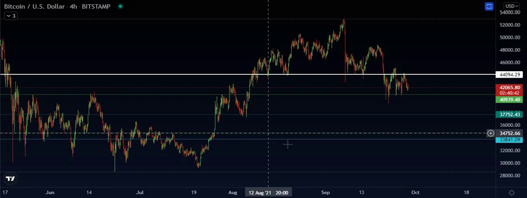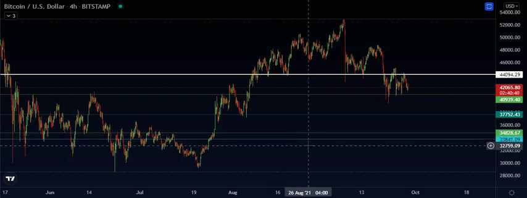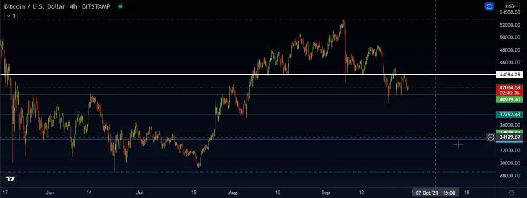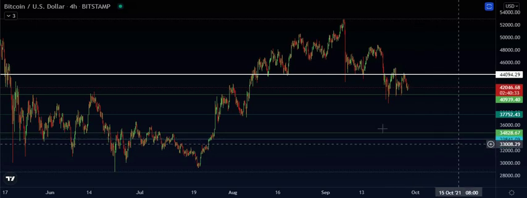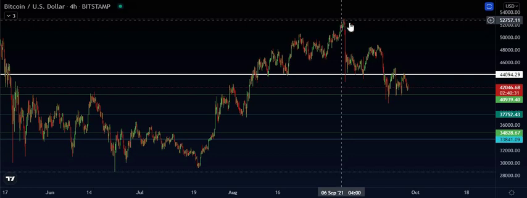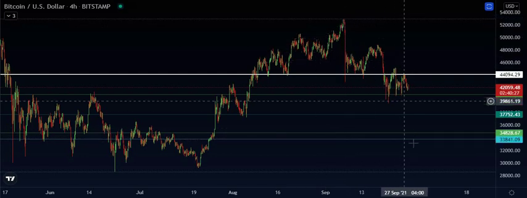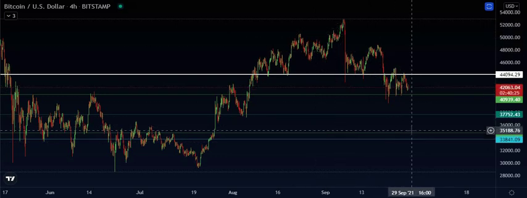So this range, basically from the 34,800 to the 33,800, this is where I'm looking for Bitcoin to catch the proper bounce, and that would be coinciding with the targets of this being a head and shoulder. Remember, we're looking at this as a head and shoulder.